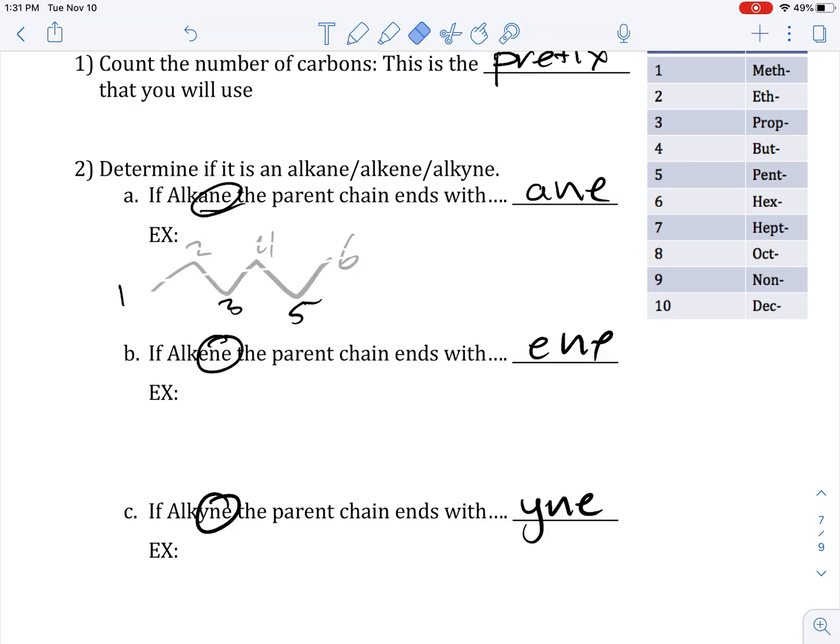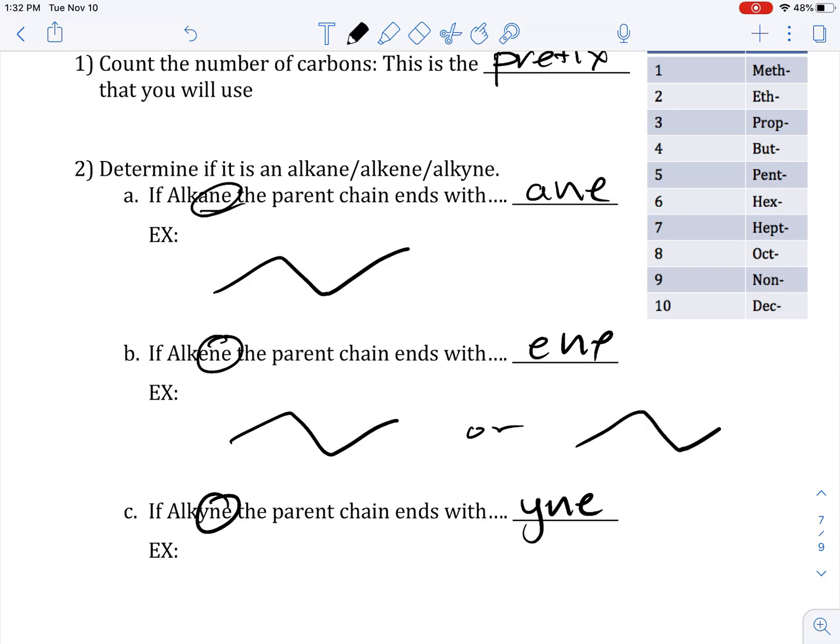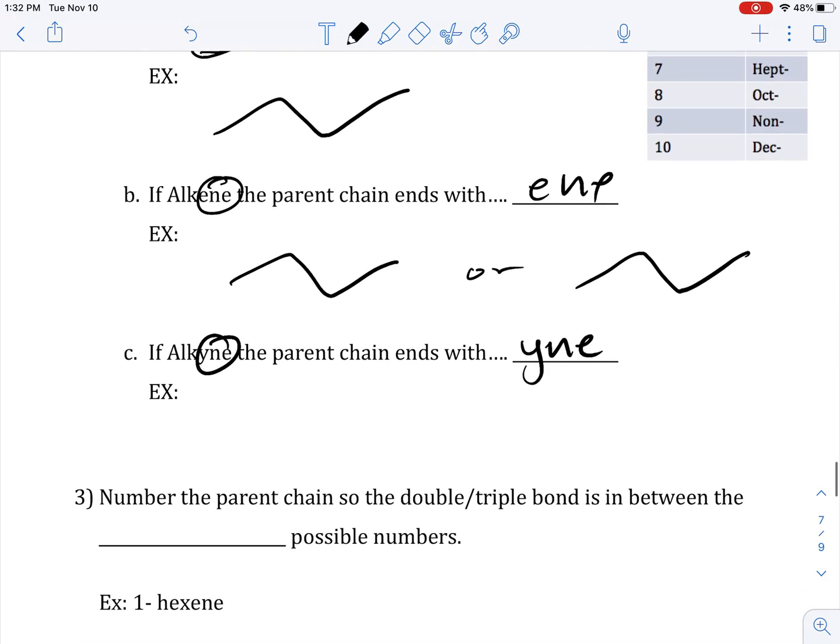Actually, I take it back. Let's do 4 carbons. That'll be the easiest. 1, 2, 3, 4. And then here, 1, 2, 3, 4.